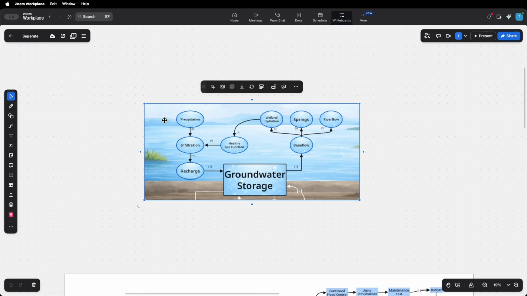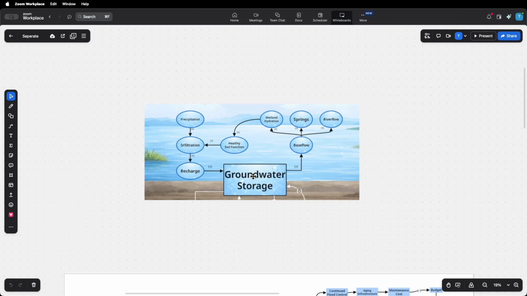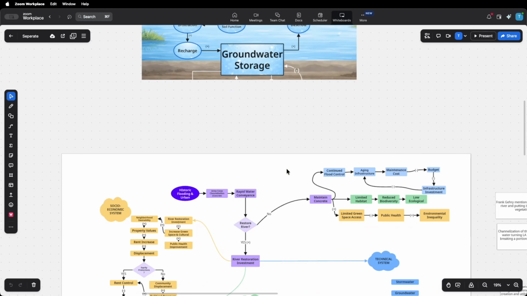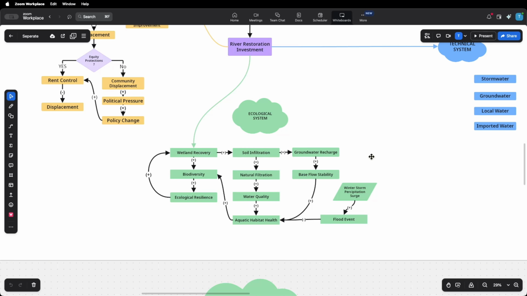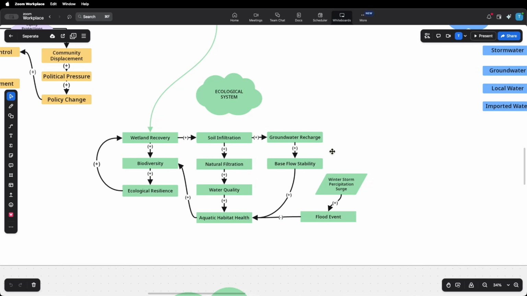I don't know why it's blurry. There it is. That's my final project, is groundwater storage. So think of this as the aquifer. And then this pretty much is actually the ecological system that I have here for the LA River restoration.